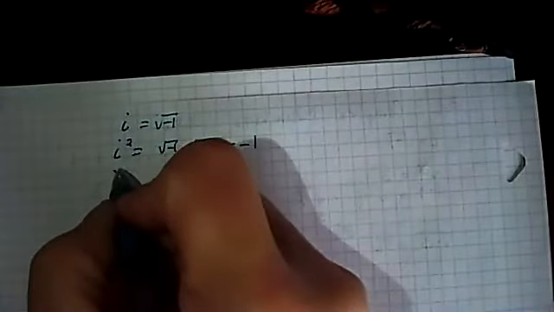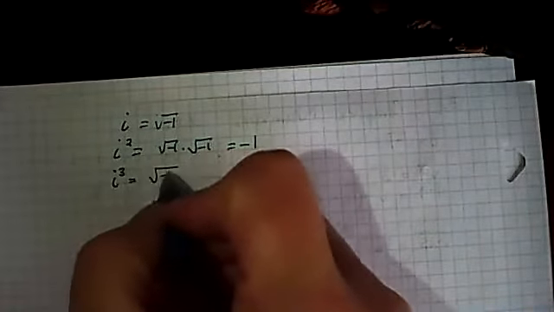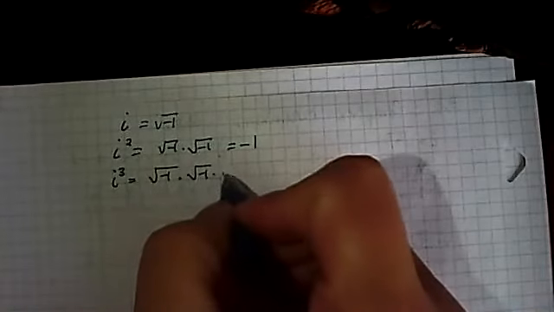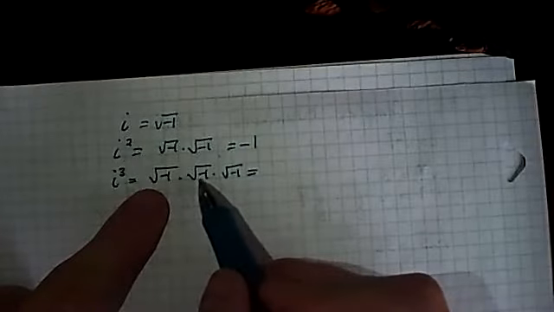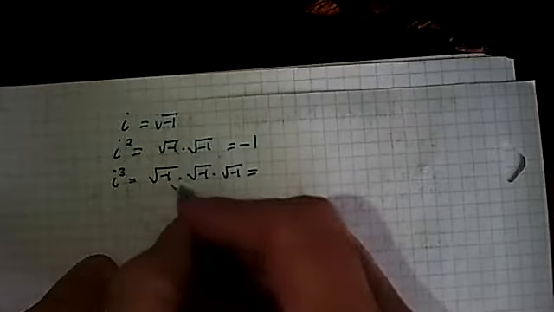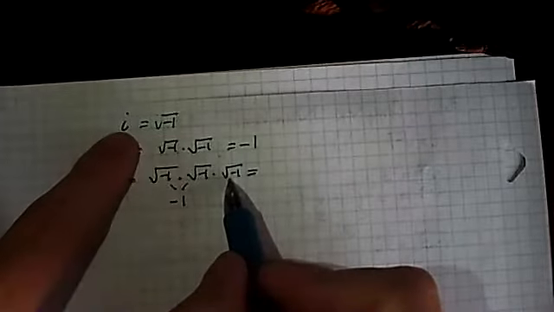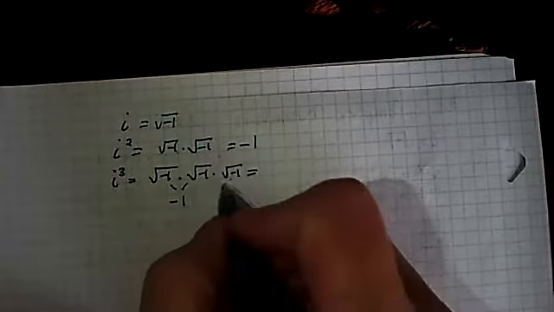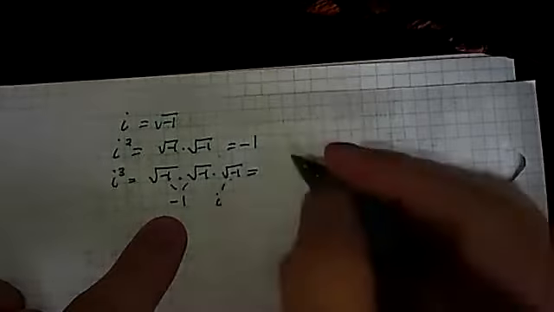negative 1. Okay, what about i to the third? Well, that's going to be the square root of negative 1 times the square root of negative 1 times the square root of negative 1. Well, we know that this equals a negative 1. So this times this equals a negative 1. And what's the square root of negative 1? It's an i. So this equals i. So this is going to equal a negative 1i, or I could also just write it as negative i. That 1's always there. You don't have to show it.